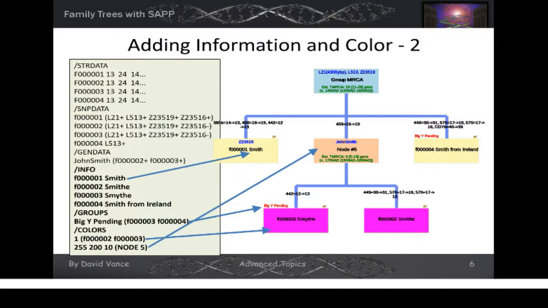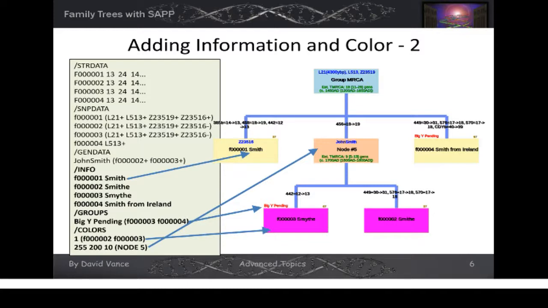Mostly this would be useful. I use /info typically to put the last names on the tree so that I can quickly see. SAPP doesn't use last names in figuring out its tree, although you can put them into a gen data section in order to force them to be together. But I just use the /info in order to add the last names onto the tree for reference purposes.